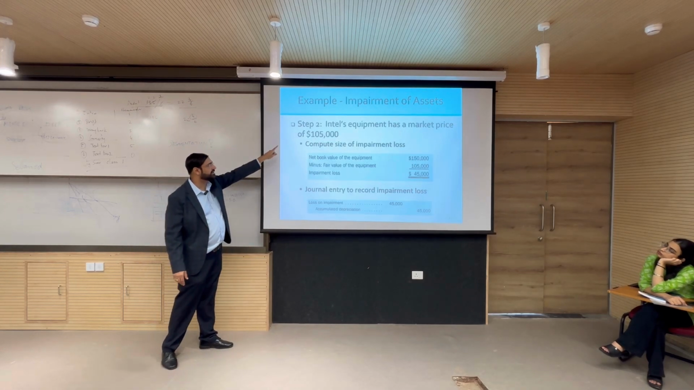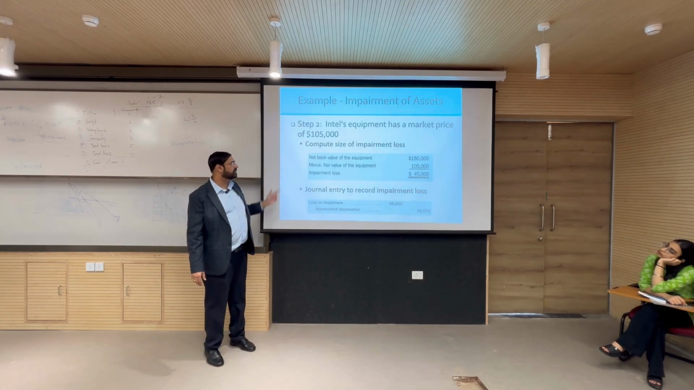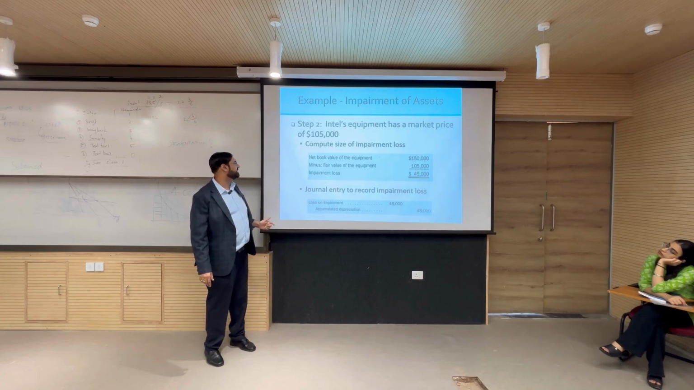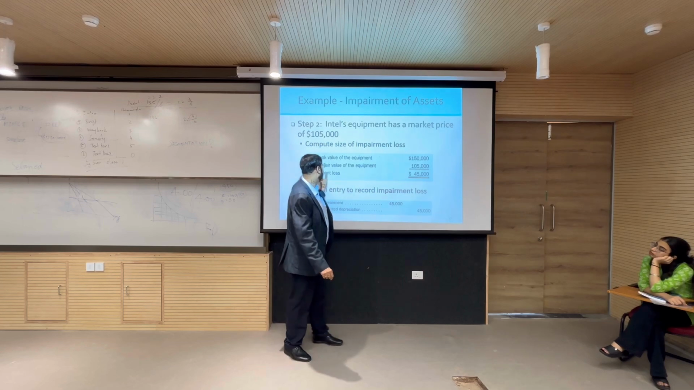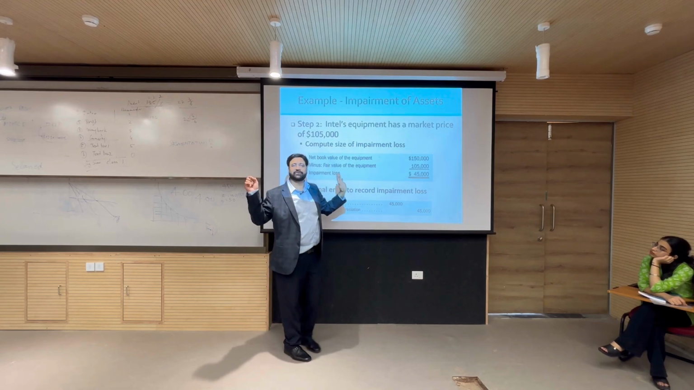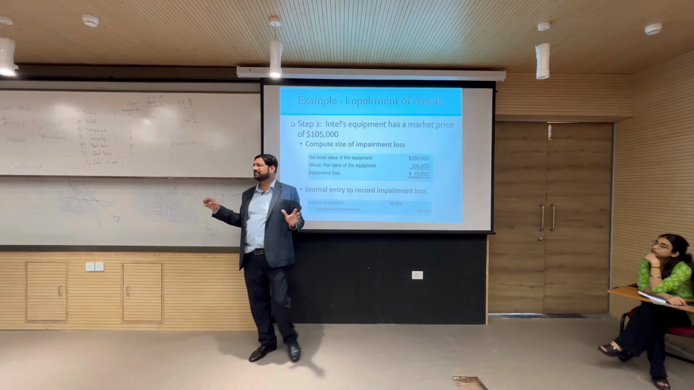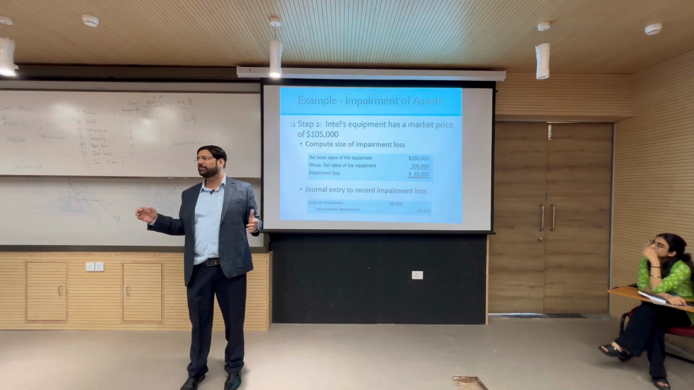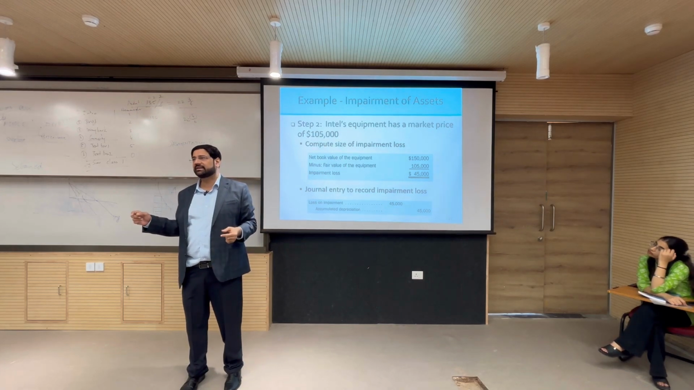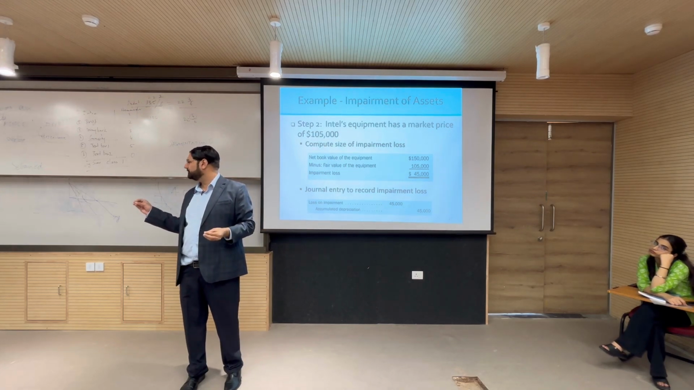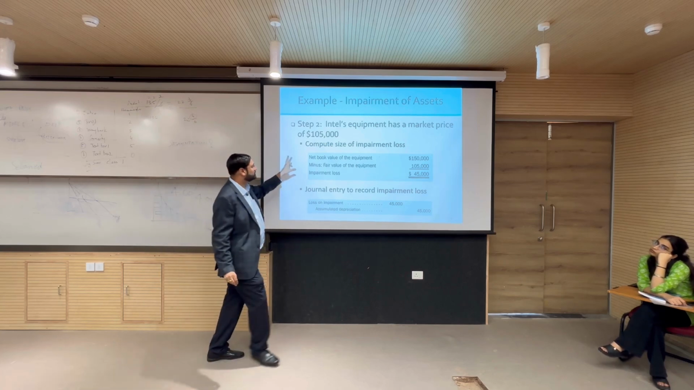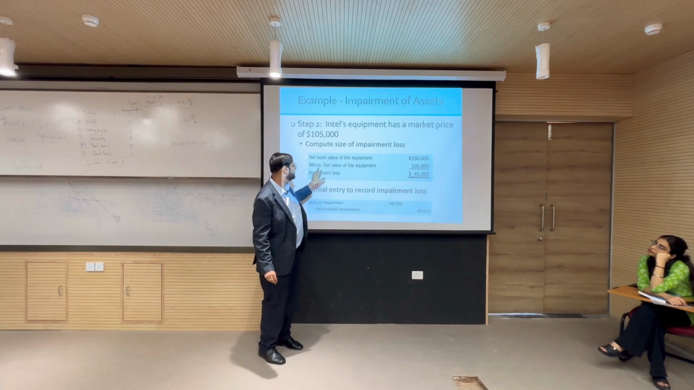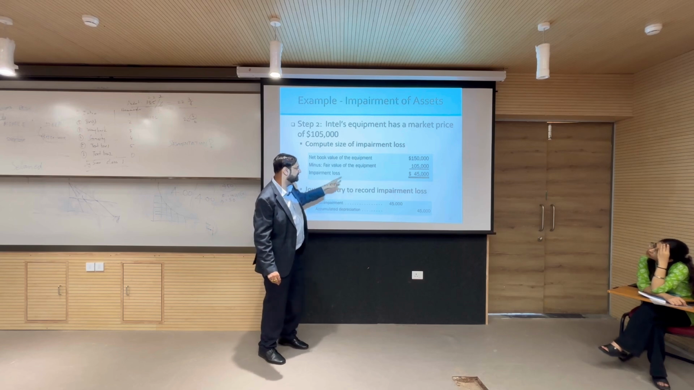Equipment has a market price of 105. So, how much should we account for impairment? Net book cost was how much? 150. Selling price, we will call it fair value. We have not yet seen what a fair value is; we will probably do it in the next class, and then we can talk briefly about the concept of fair value. So, net book value 150, fair value 105, impairment loss 45.